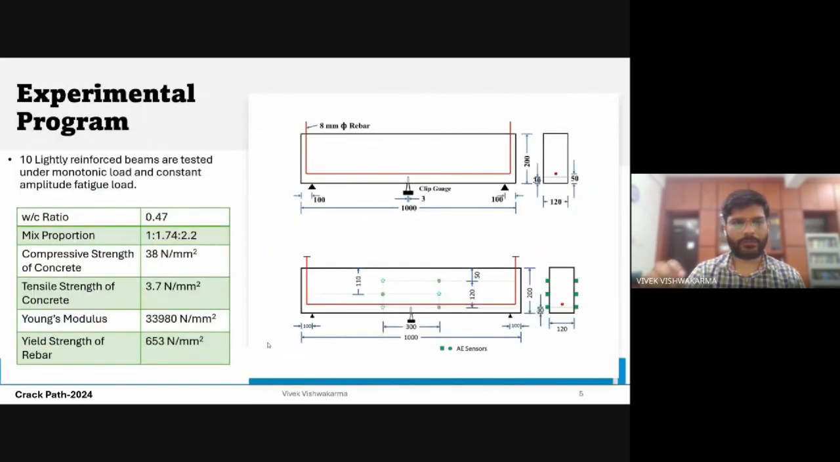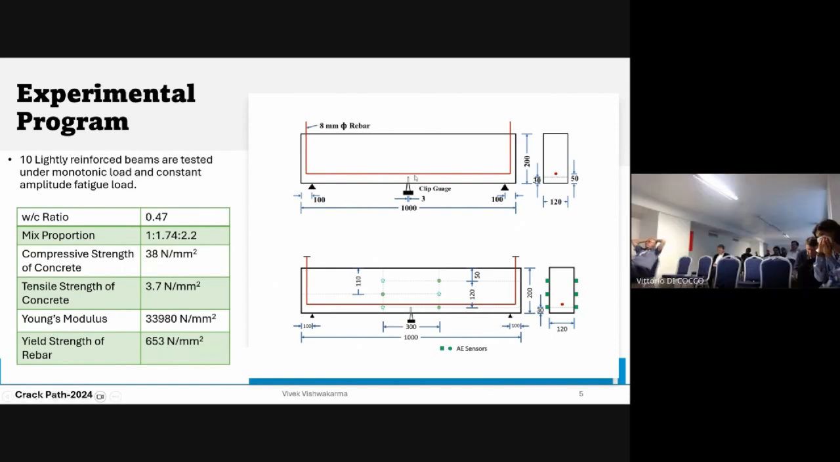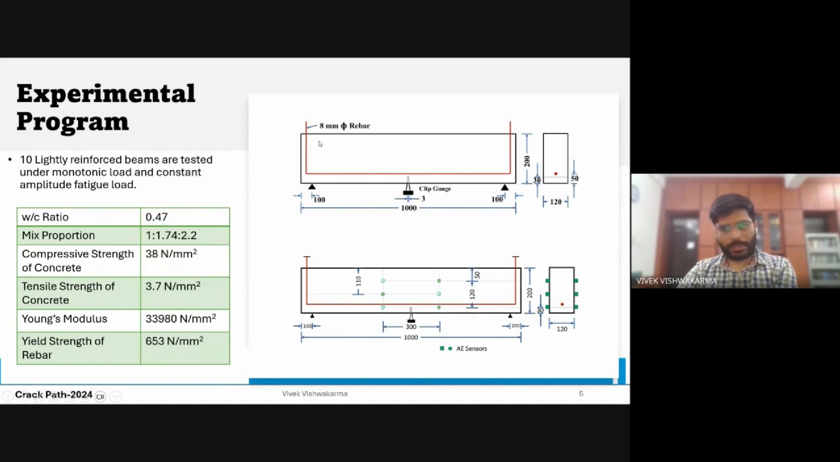Before starting with my data analysis methodology, a brief about my experimental program. This is a part of a wider study. These are some lightly reinforced beams. They are lightly reinforced to make them fracture sensitive. As we know, RCC is not a fracture sensitive material. It fails with yielding, but to make it fracture sensitive, we have to reduce the reinforcement ratio. So this is a very lightly reinforced beam.